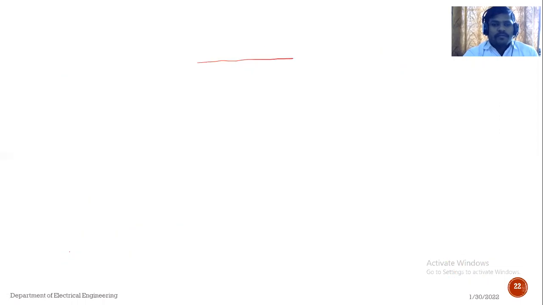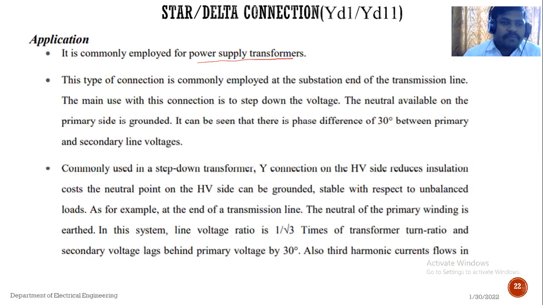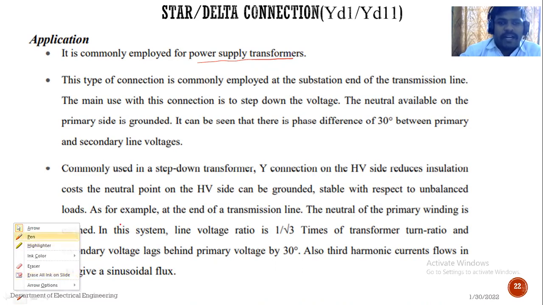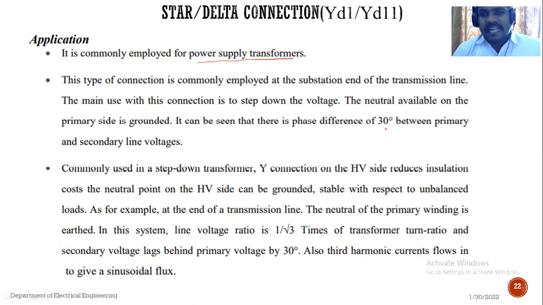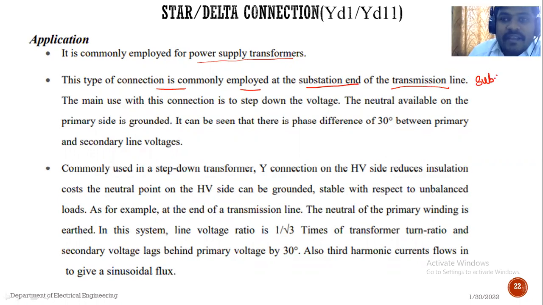Okay, now these types of connection are commonly employed at the substation. हे जे काही connection आहे, this connection can be commonly employed at the substation end of the transmission line. Transmission line चं जे काही substation end असेल, at that point of substation end on that transmission line it is commonly used. The main use of this connection is to step down the voltage.